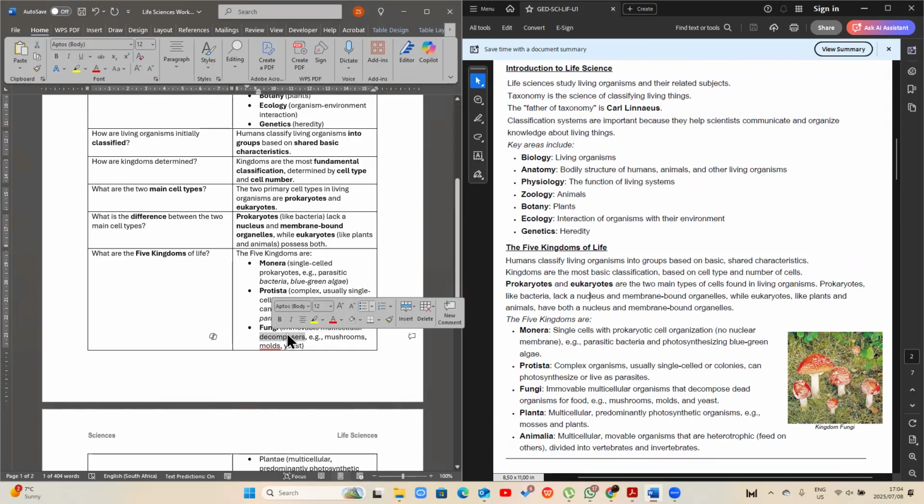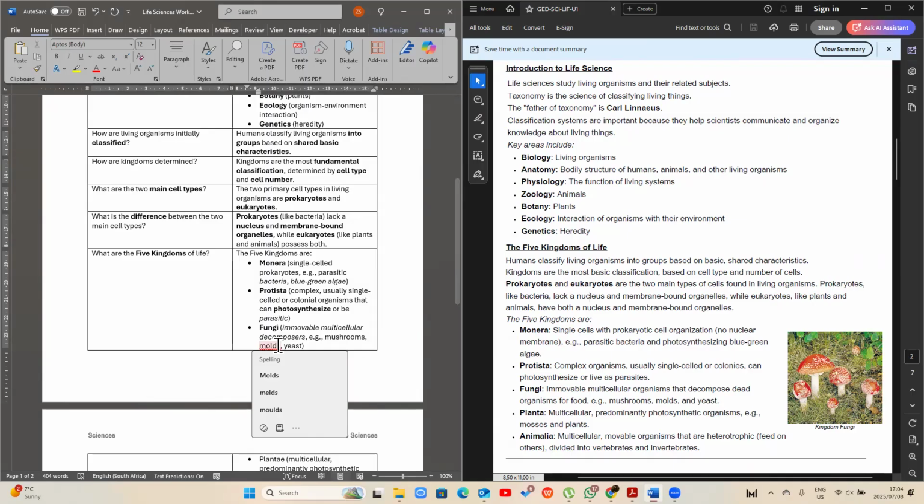Kingdom fungi are also known as decomposers. And we need to remember that a decomposer is a living organism that breaks down other living organisms. So think about mold, for example. Mold grows by breaking down the bacteria that is in the environment.